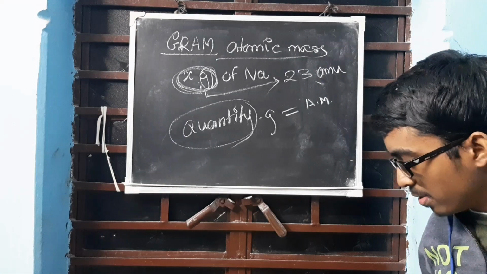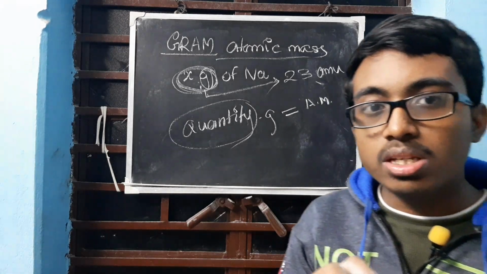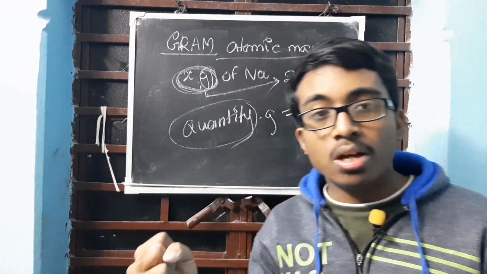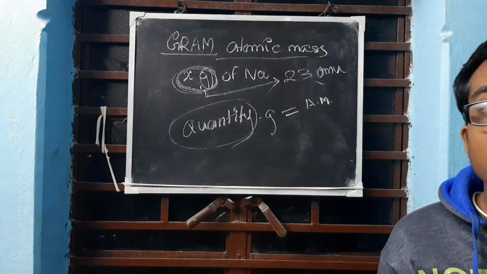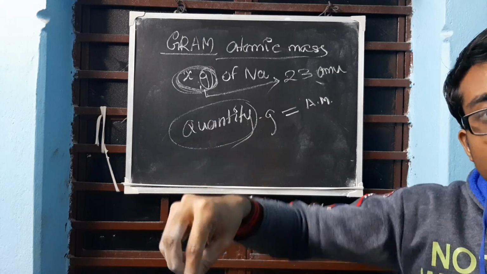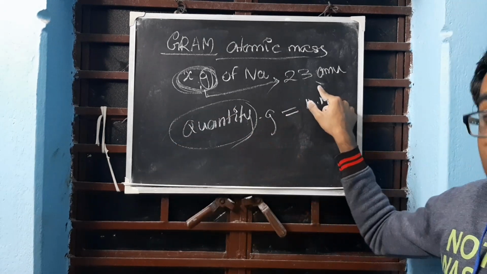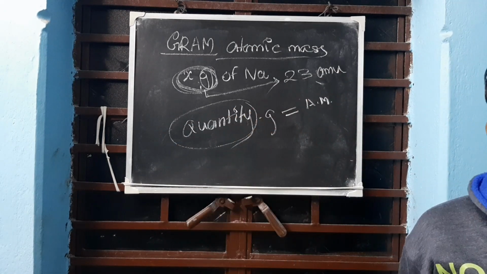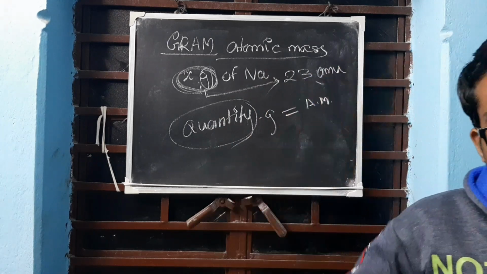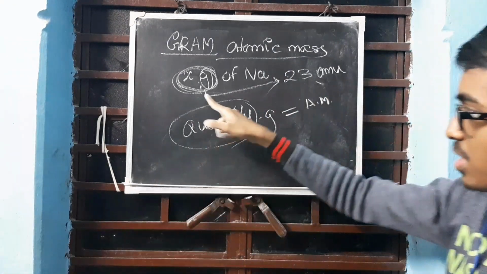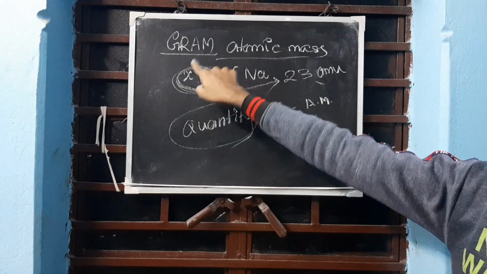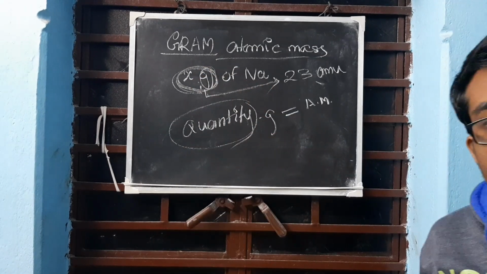Did you understand? So gram atomic mass means the quantity of the element whose weight in gram is numerically equal to the atomic mass, which is in atomic mass unit. If this is equal, then we will say this is the gram atomic mass of sodium. Clear or not clear?